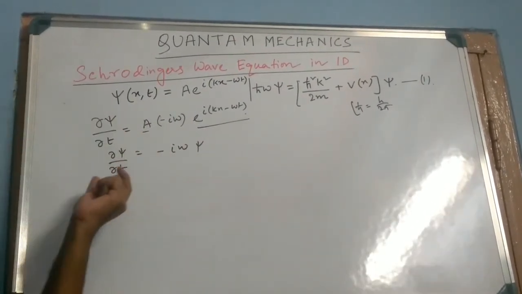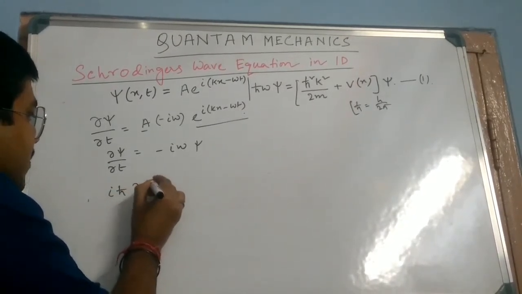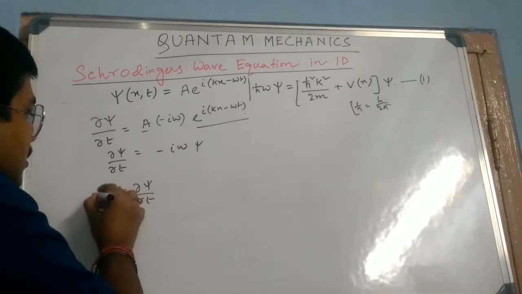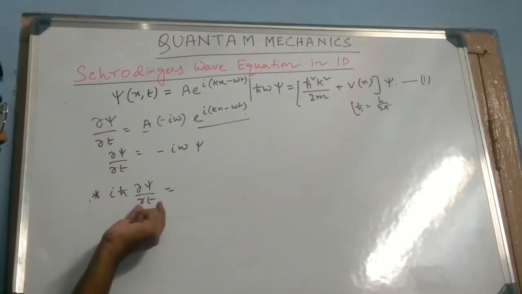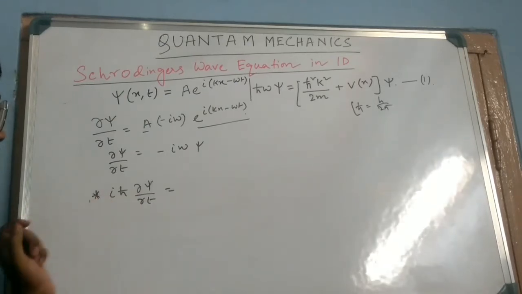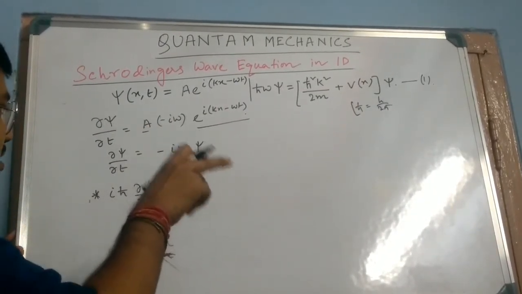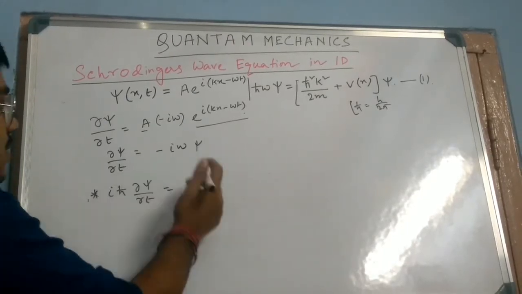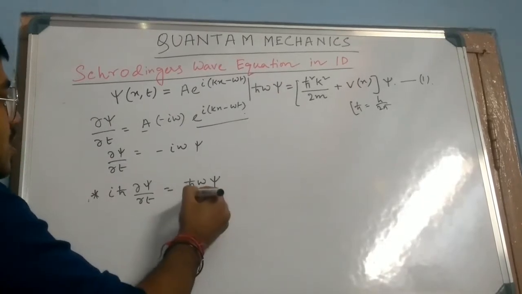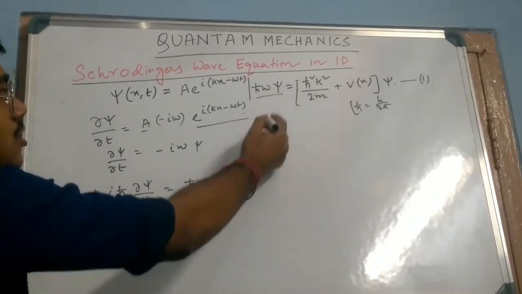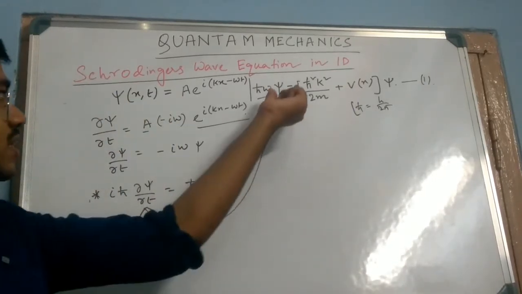If we multiply the left hand side by i h cut, this you have to remember, then i into i gives me minus 1, since i square is minus 1, so minus minus gives me plus, and we get h cut omega psi. So this term is basically this one, and we can replace this by this thing. So we have got the meaning of this.